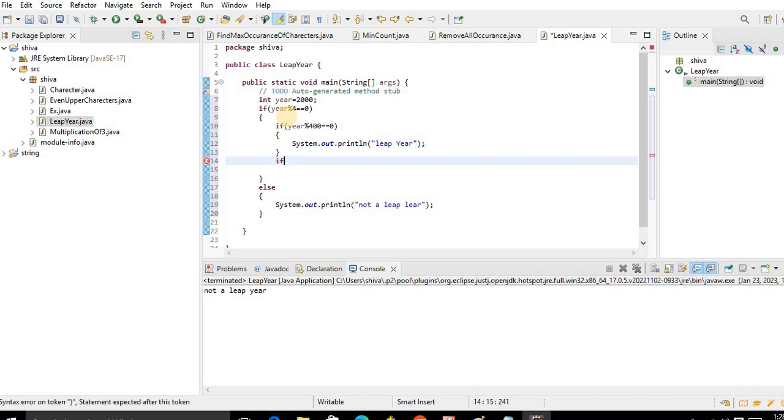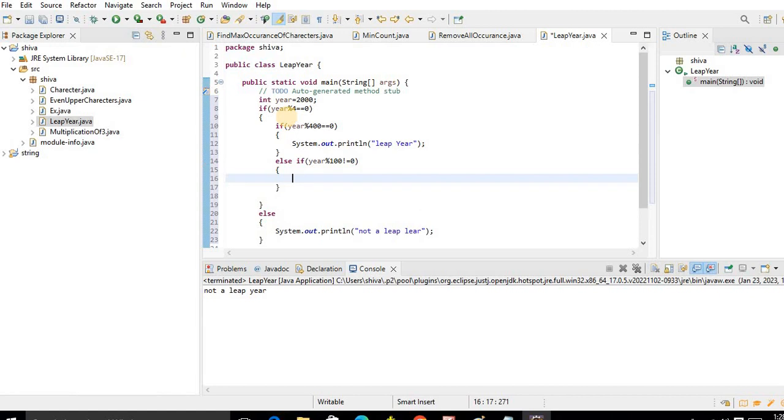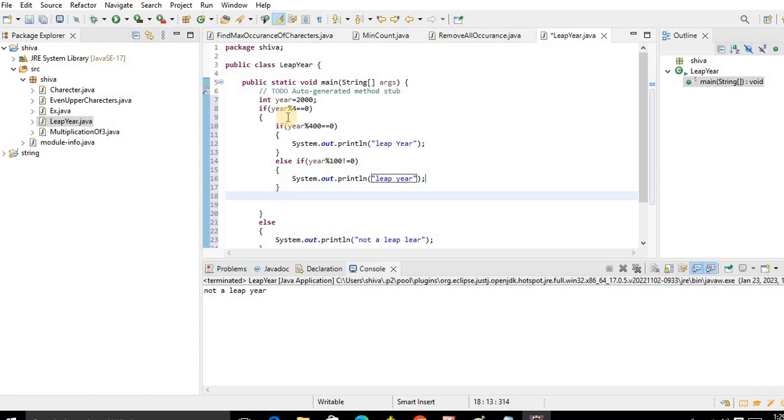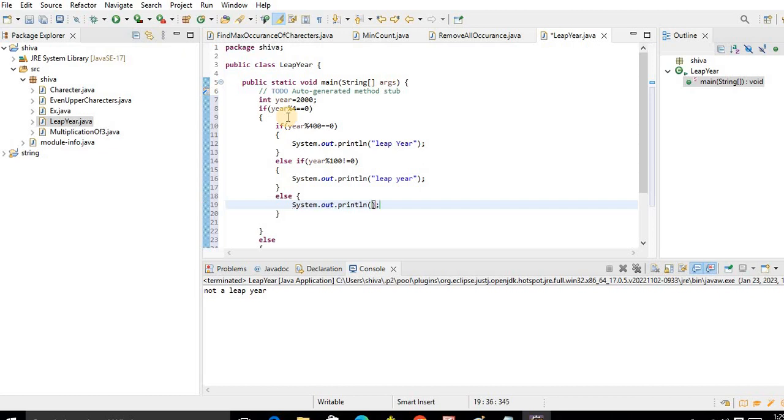Next condition: if it is not divisible by 400, else if the year is not divisible by 100, not equal to 0, then it's a leap year. Okay, both conditions are satisfied. There is an else condition: this is not a leap year.